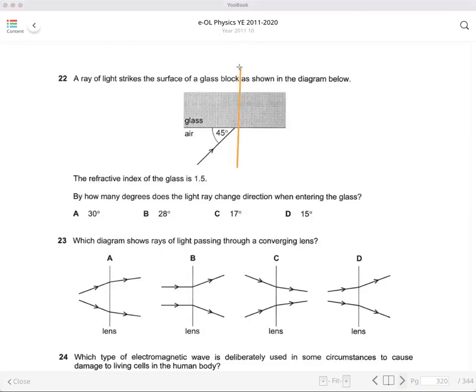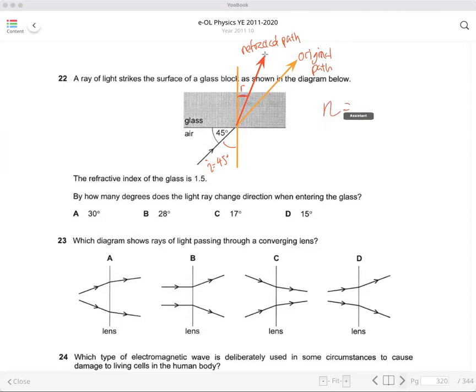Okay, so let me explain this question. Same thing, you have the normal. Your I is 45 degrees. If I were to continue with this ray, it will go this way. Am I right? But because glass is a more dense material, it will actually bend inward. This is the original path. This is the refracted path. So you need to calculate this angle of refraction.